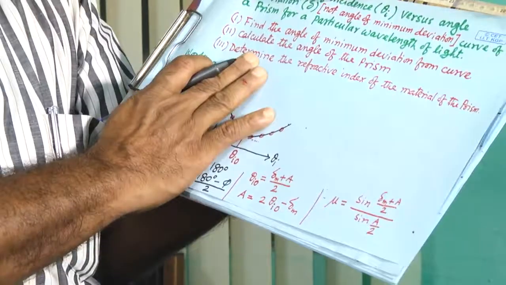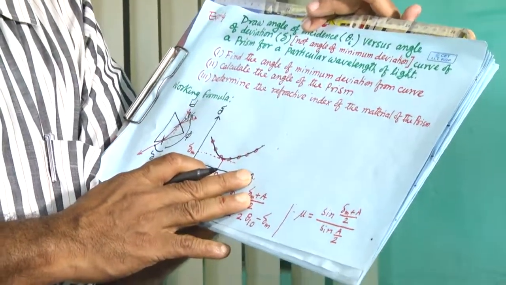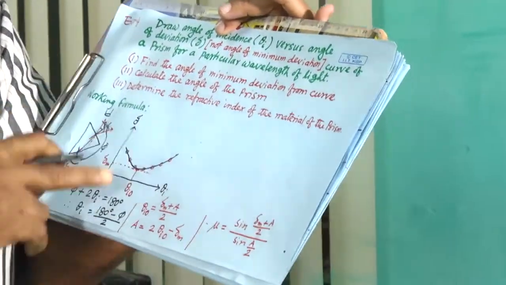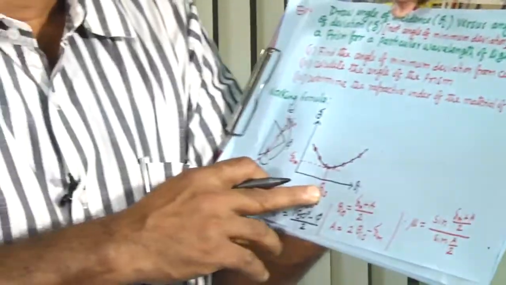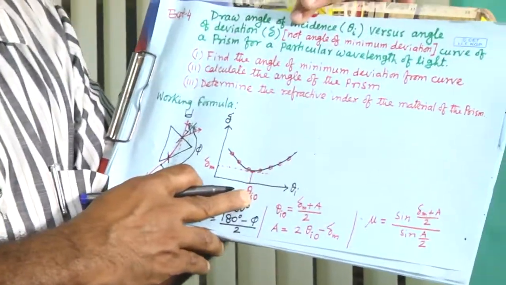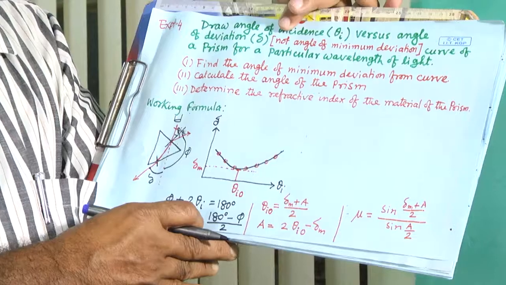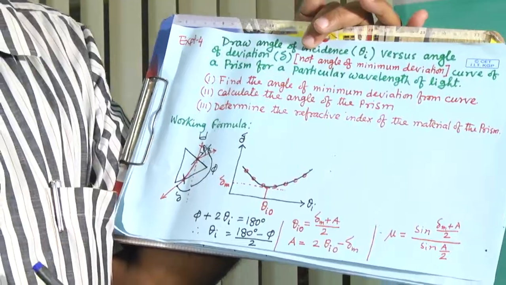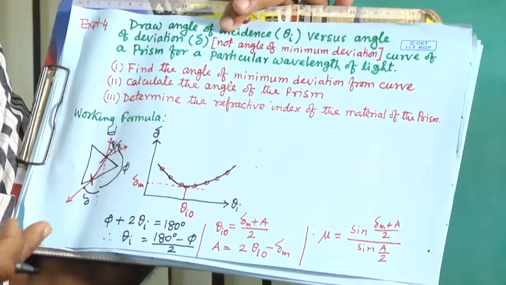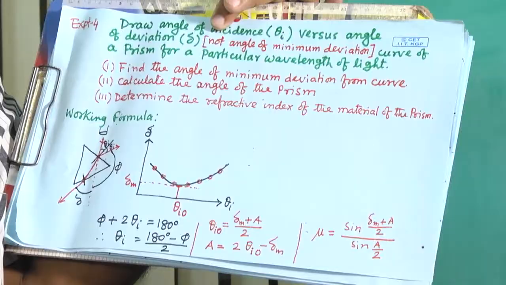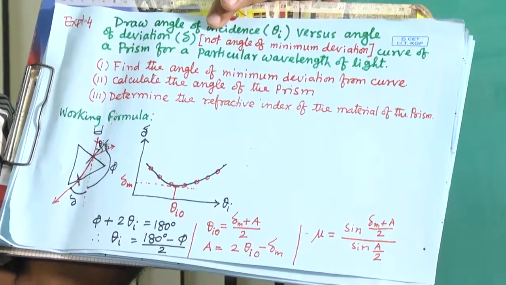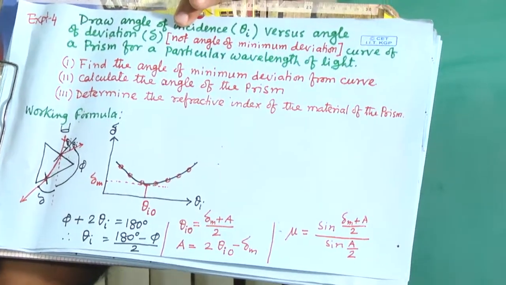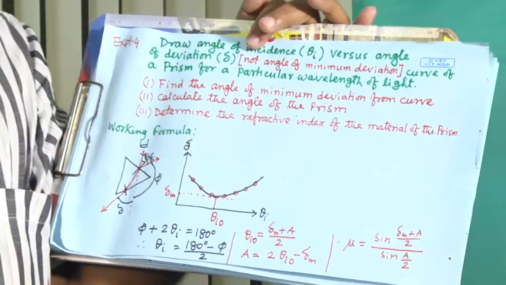You calculate the refractive index using this formula, okay. So, this is a very nice experiment, and this is how to find the refractive index using the delta versus theta I curve. This is another way to find out the refractive index of the material of the prism for a particular wavelength. Here, this refractive index is for the sodium D line wavelength, 5893 angstrom. Okay. So, I will stop here. Thank you.